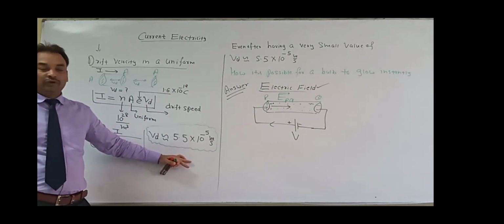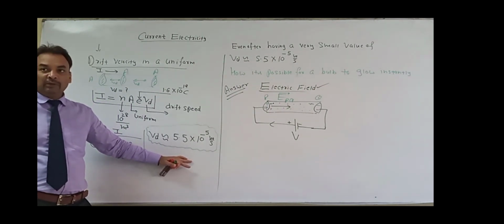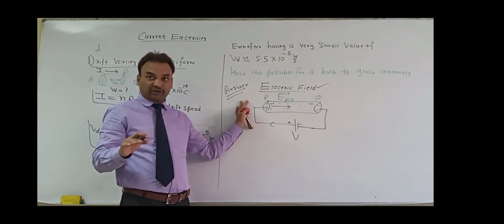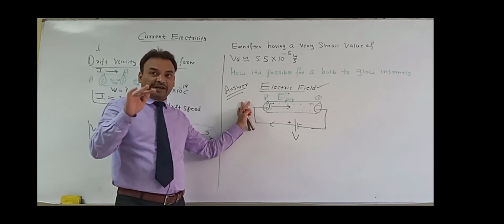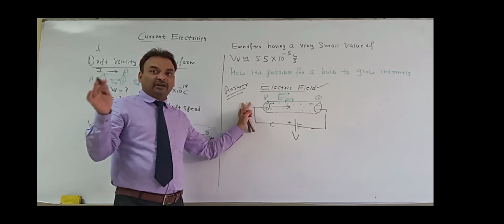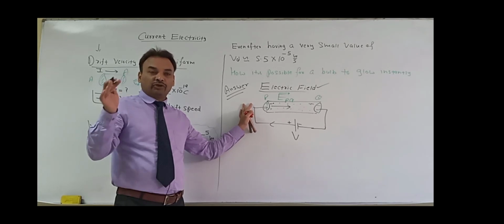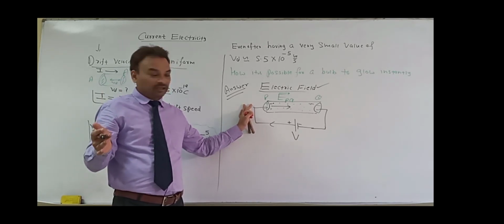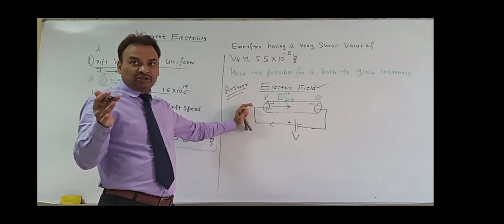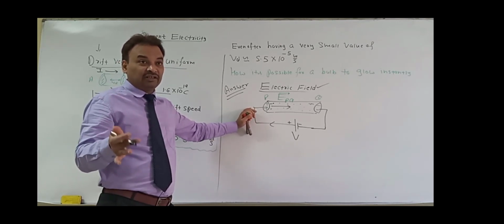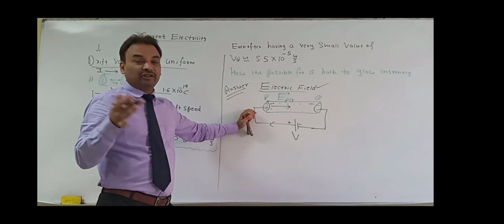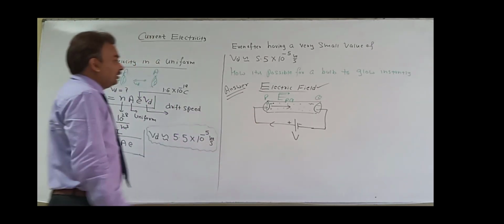So if we want to explain how the bulb glows instantly, that is not in terms of drift speed, that is in terms of electric field. The electric field accelerates the electrons at every part of the wire, and those electrons contribute the instant current. The acceleration of the electrons contributes to the instant current, and that instant current glows the bulb, right?